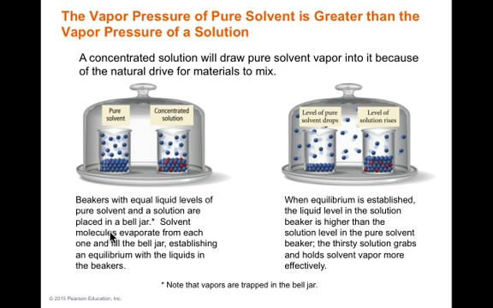Materials naturally mix. The concentrated solution, which is already a mixture, pulls more pure solvent vapor into it to mix even more. Again, the vapor pressure above the solution is lower than the vapor pressure above the pure solvent.